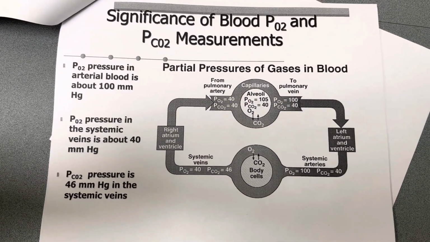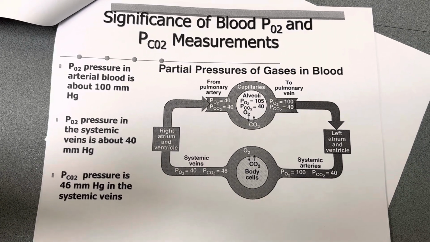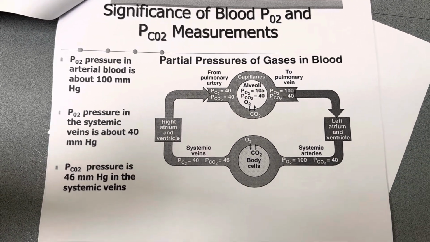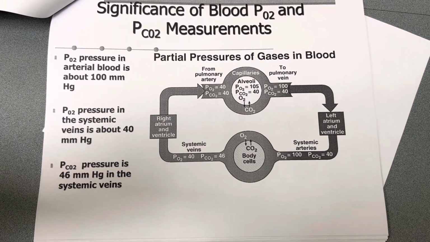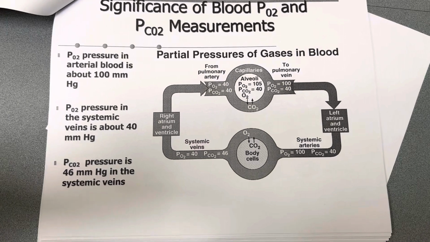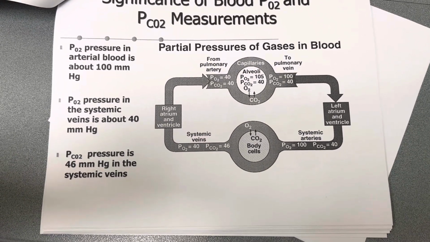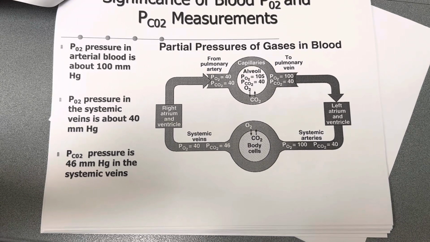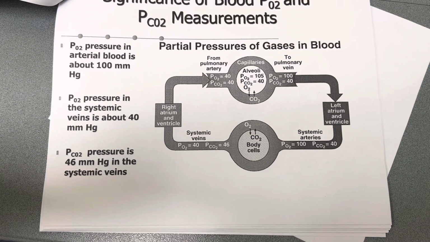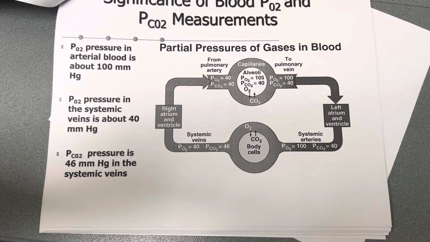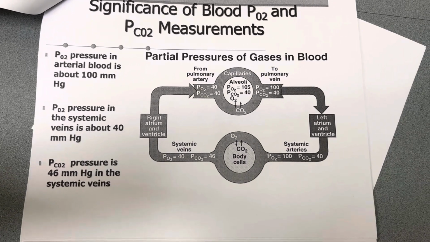Significance of blood PO2 and PCO2 measurements. PO2 in arterial blood is about 100 mmHg. PO2 in the systemic veins is about 40 mmHg. PCO2 in the systemic veins is 46 mmHg. Partial pressure of gases in the blood.